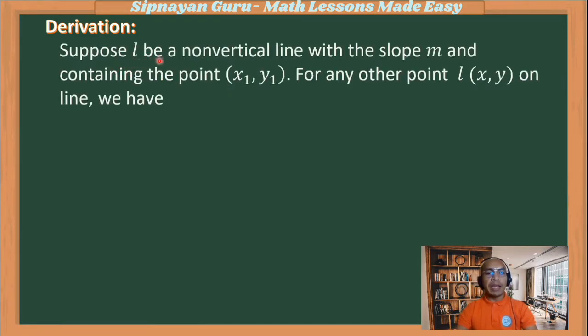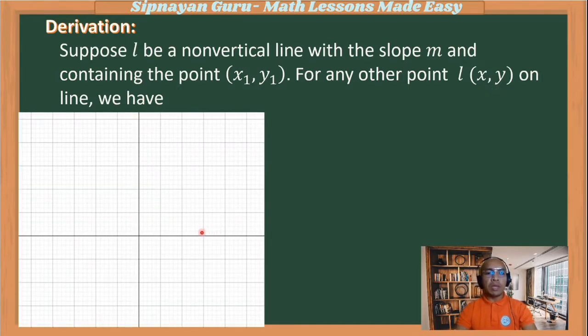Suppose we have line L, and it is a non-vertical line with a slope m and it contains the point x sub 1 and y sub 1. And it has another point, which is point x and y. Now let's show this in the Cartesian plane. Suppose this is line L. This is the point x sub 1 and y sub 1. And we also have another point here, and we call it point x and y.